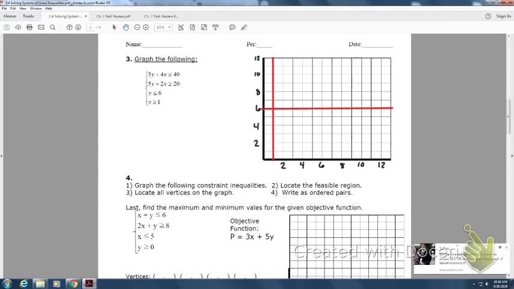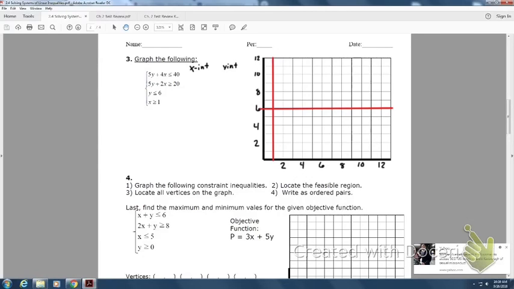Now, if you like to do it by y equals mx plus b, even though it's not in that form, you can move stuff around, solve for y. You can get mx plus b. You can graph it that way if you want to. I'm going to show you a different way to do that. Okay, we're going to find the x-intercept, and we're going to find the y-intercept.